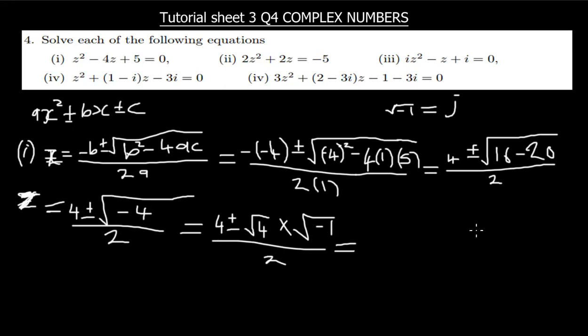So I'll write 4. The square root of 4 there is 2. So plus or minus 2, and then times this square root of negative 1 is nothing but i. It's supposed to be i, not j. It's nothing but i. Then everything over 2. Then finally my answer will be 4 plus or minus, oh sorry, not 4.